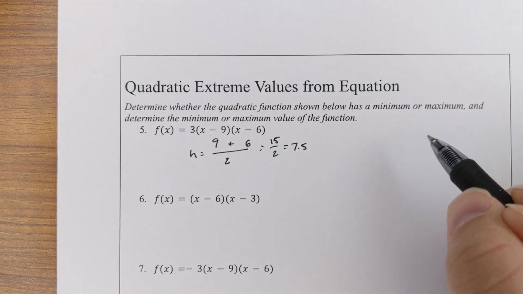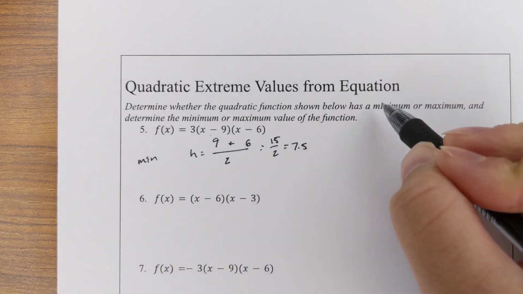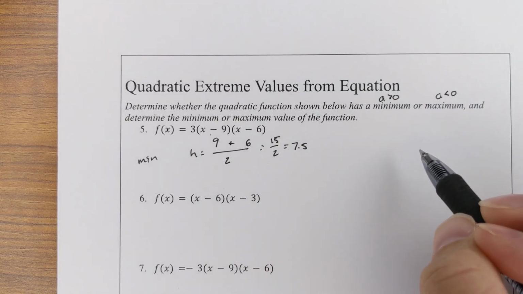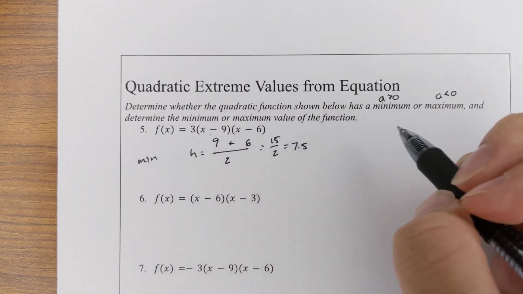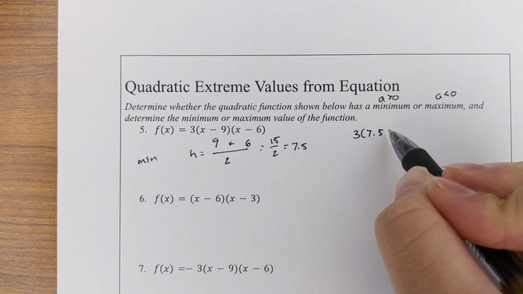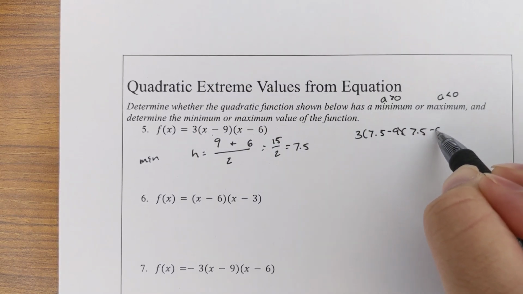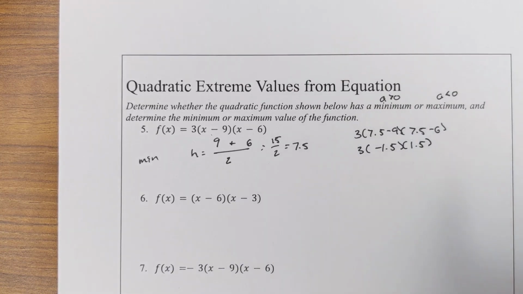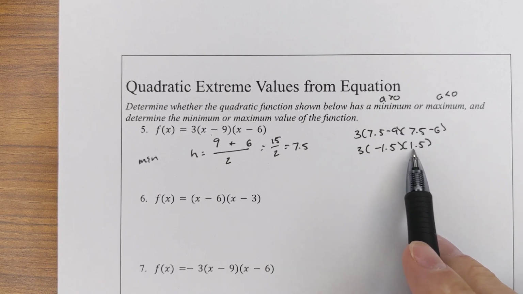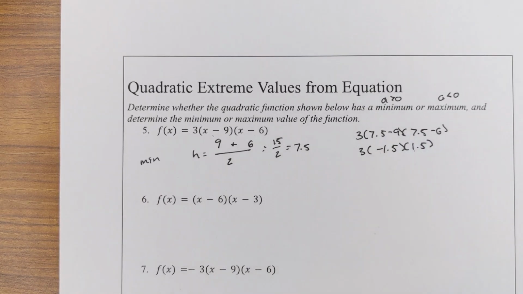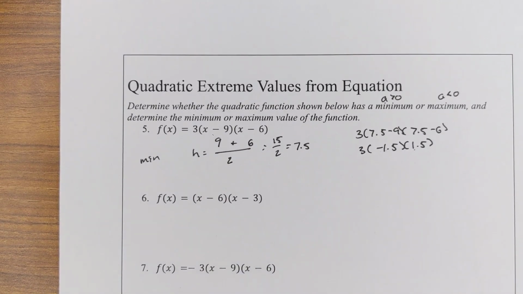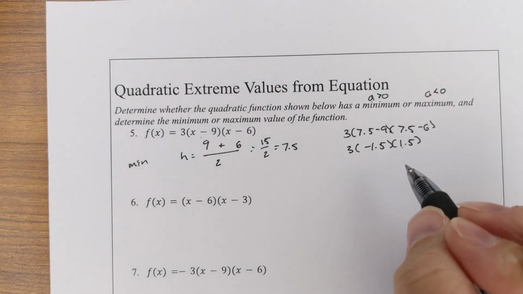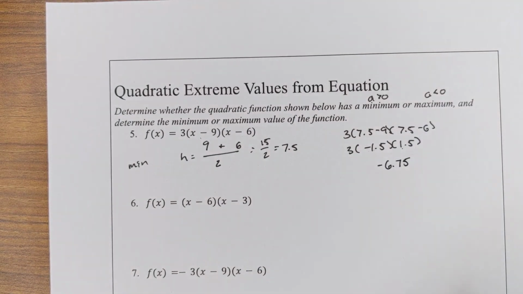This one will have a minimum. So remember, minimum is a is greater than 0, maximum is a is less than 0. To find the k value, we're going to plug our 7.5 back in for x. So 3 times 7.5 minus 9, 7.5 minus 6. So 3 times negative 1.5 times positive 1.5. As a quick check, those numbers should be the same if you've calculated your h value correctly. And then from there, we can just go to our calculator. So 3 times negative 1.5 times positive 1.5. So this will have a minimum of negative 6.75.